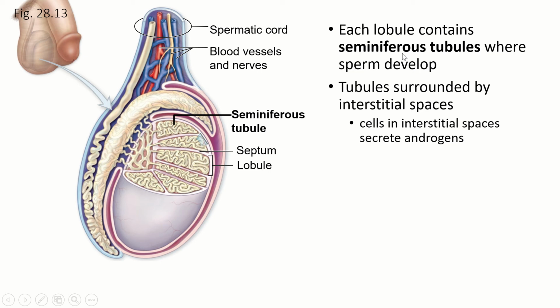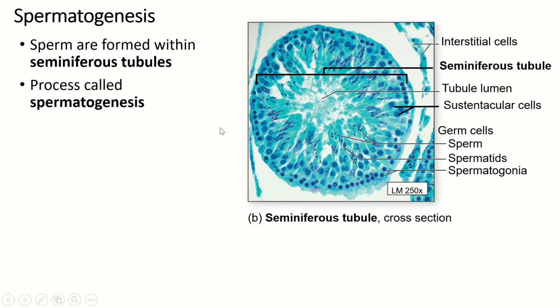Seminiferous meaning they're going to make the components of semen, and in fact they only make the sperm. The tubules are surrounded by interstitial spaces, and the cells in those interstitial spaces are the ones that actually secrete the androgen hormones, including testosterone. Within the tubules, what happens is the actual creation of sperm, and those are going to be made through the process of meiosis. So this is a cross-section through one of the seminiferous tubules.